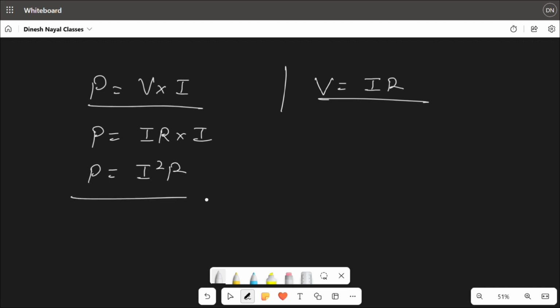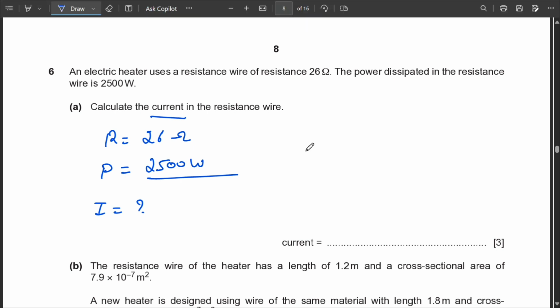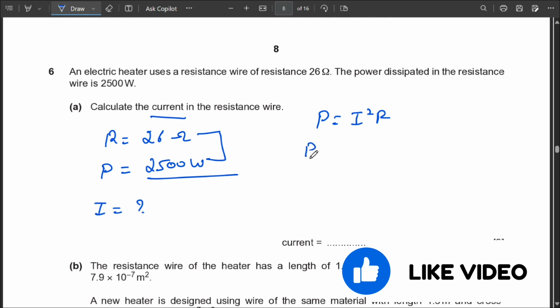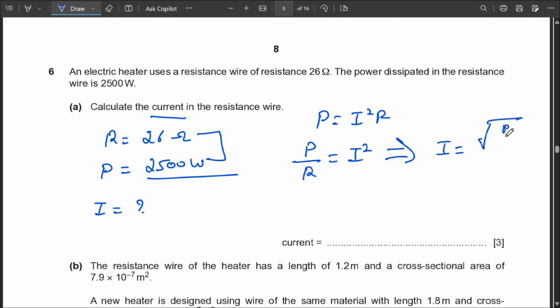Now we can use the formula. The formula is P equals I square R. P and R are given to us, so we can find I. Cross multiply, P by R will be equal to I square. So I is under root of P by R, that is under root of 2500 by 26. Now put this in your calculator. 2500 by 26 will give you 9.8 ampere, rounding it off to 1 decimal place.